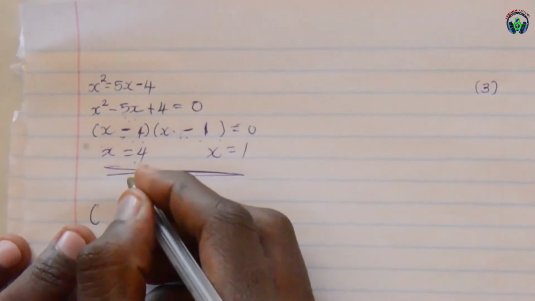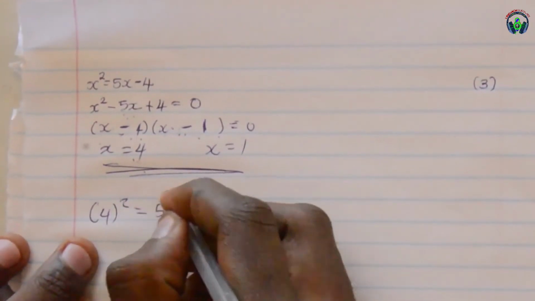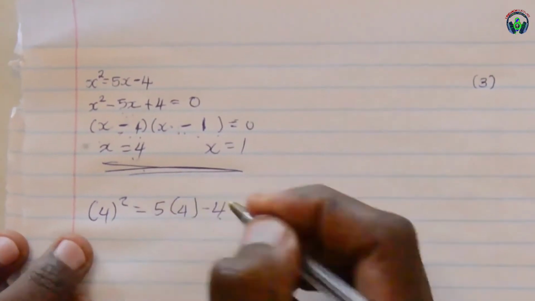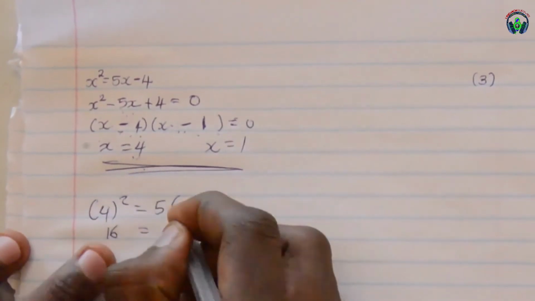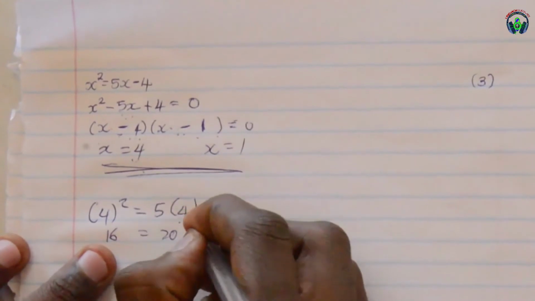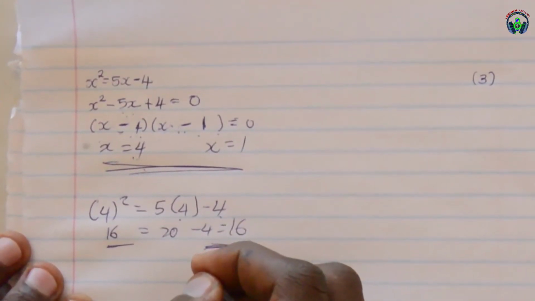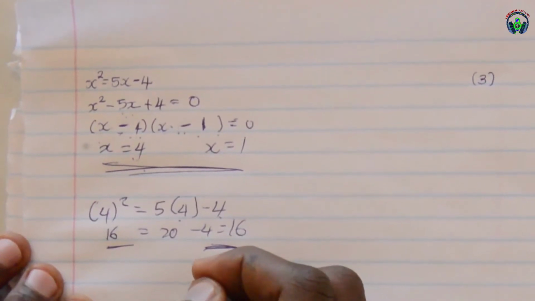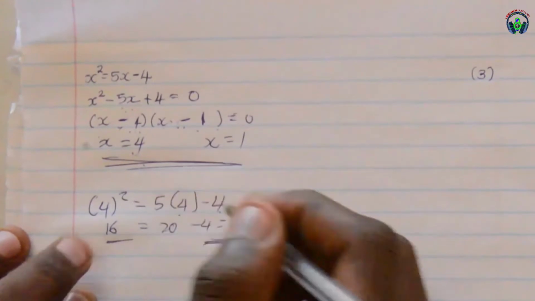Let's take, for example, x equals 4. It becomes 4 squared equals 5 into 4 minus 4. 4 squared is 16. 5 times 4 is 20 minus 4 is 16. The numbers on the right hand side of the equal sign equal the numbers on the left hand side of the equal sign, which means 4 is truly the value of x.